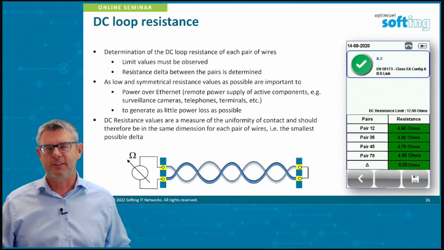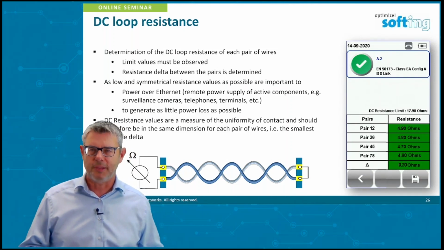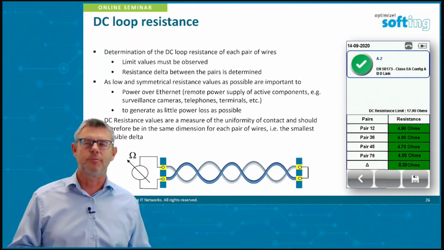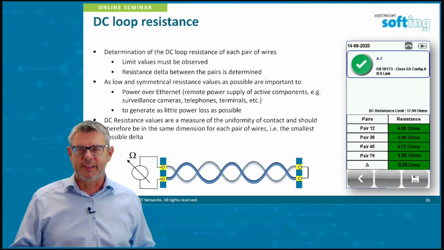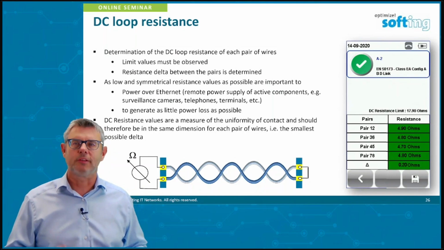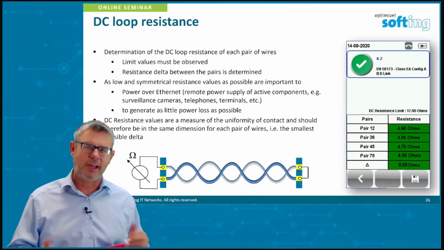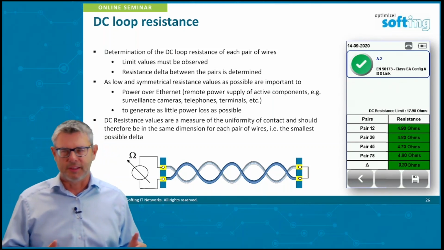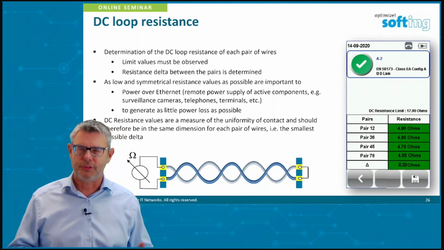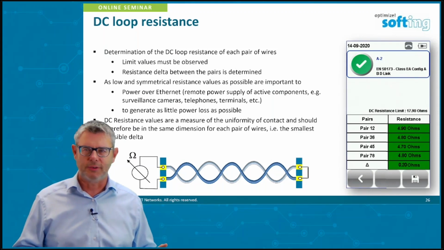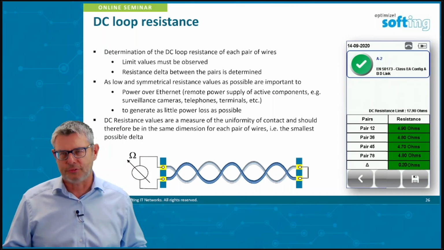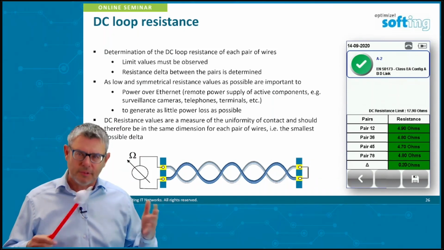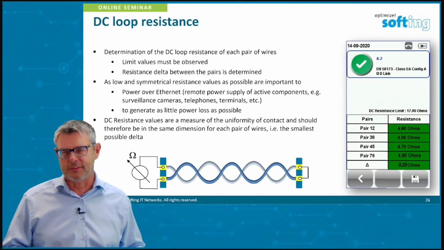Okay, loop resistance: for all four pairs we are measuring against the limit given in the standard, and we have to make sure that all four pairs are below this limit. If you do a very simple measurement of a system which is not related to high power PoE, just an office communication with no PoE or very low PoE involved, this DC loop resistance is good enough for a statement about low frequency DC resistance values.